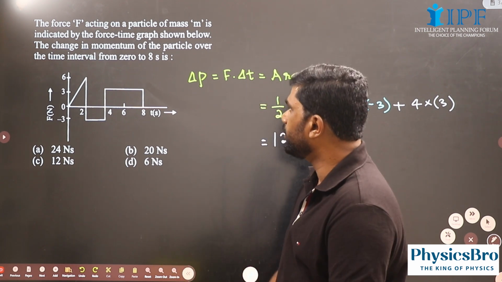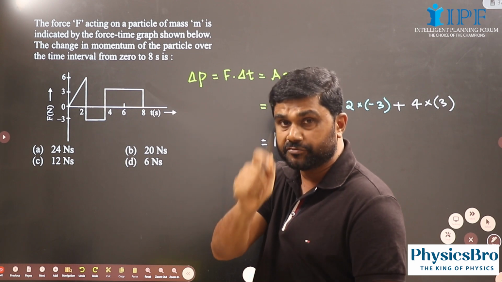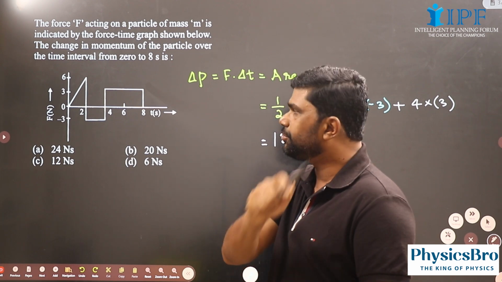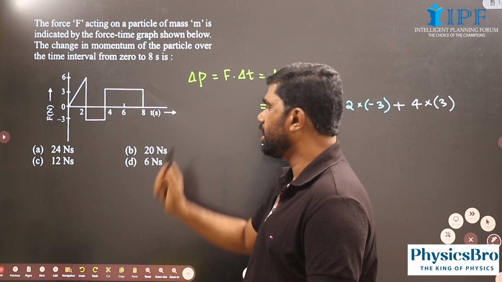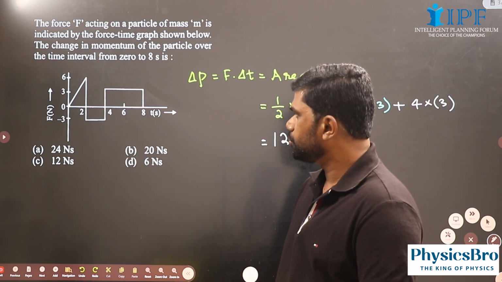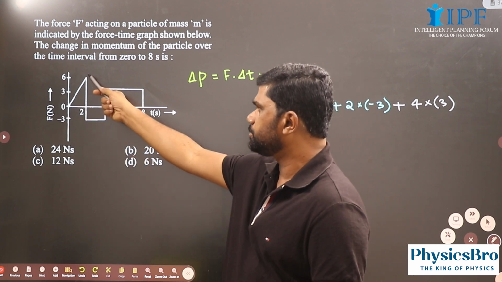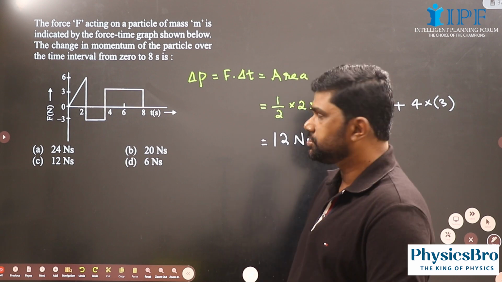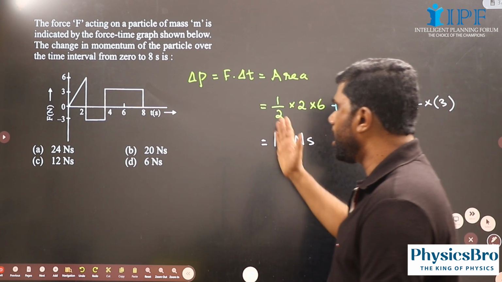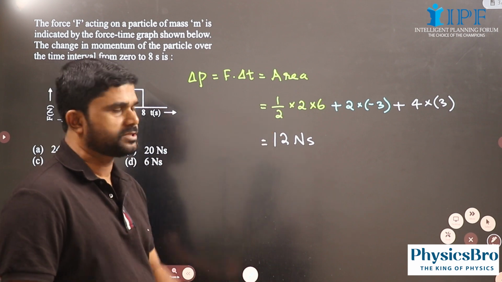Okay, so we have to find the change in linear momentum or impulse, or the area under the force time graph from 0 to 8 seconds. Here we have 0 time, and here we have 8 seconds. So we have to find the area under this graph. See, the first part is a triangle, and the area is half into base into altitude. So half base is how much? That is 2 units, and altitude is 6 units.